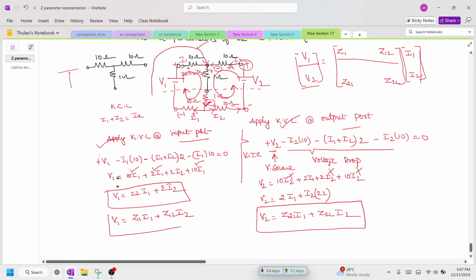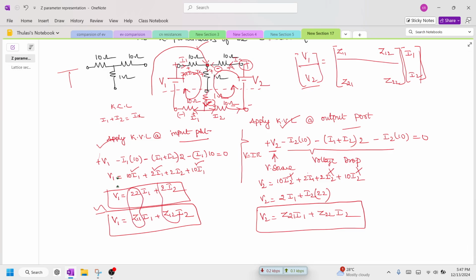So these are the two equations. Now compare both equations. The value of Z11 is 22, the value of Z12 is 2 ohm, the value of Z21 is 2 ohm, the value of Z22 is 22. So now here I am going to get Z11 is 22 ohms. Z12 is 2 ohm. Z21 is 2 ohm. Z22 is how much? 22 ohms. So this is our answer.